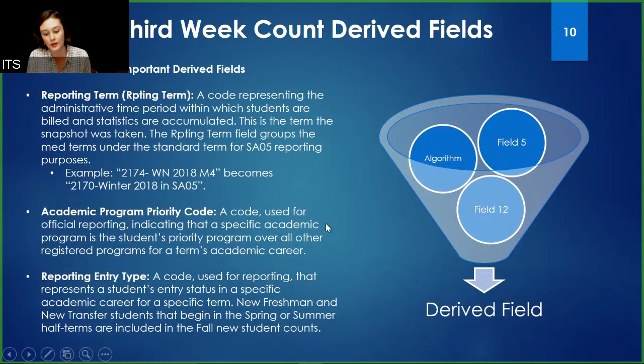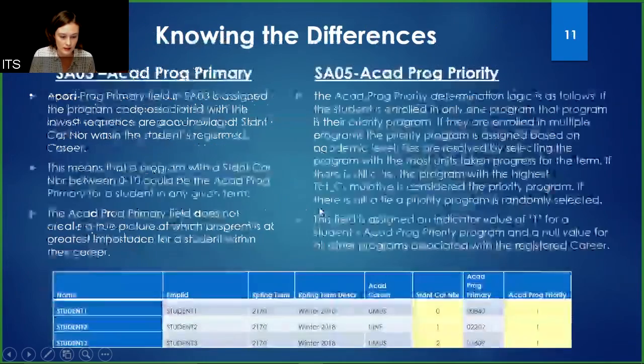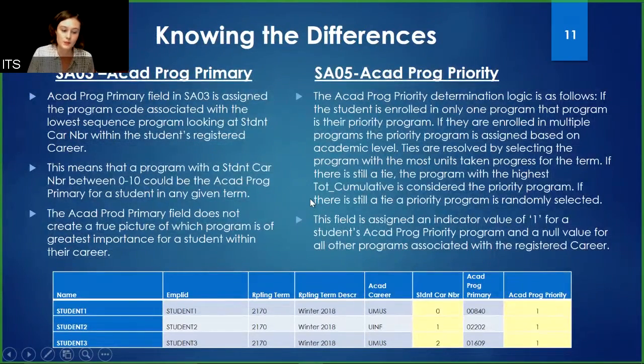And if you're unfamiliar with what a derived field is, it takes an algorithm and it takes a few different fields, maybe one field, and it applies a logic, and it then results with a new field that provides another layer of information. So there's a big primary difference between when you're looking at SA03, which is student records, and SA05, which is third week, and that is ACAD program primary versus ACAD program priority. It kind of is a tongue twister because there's only a one-word difference, but they both start with P's.